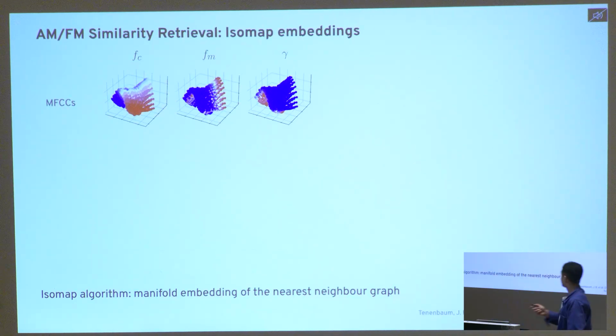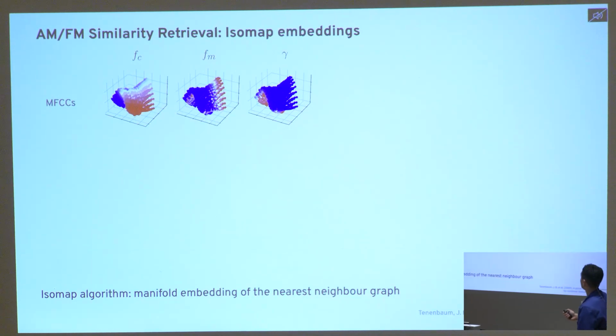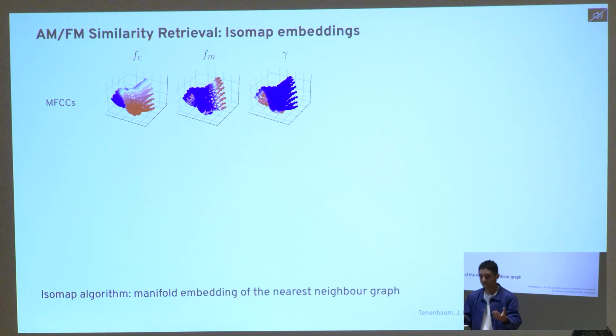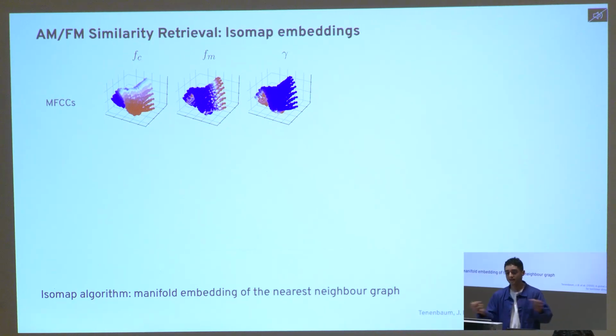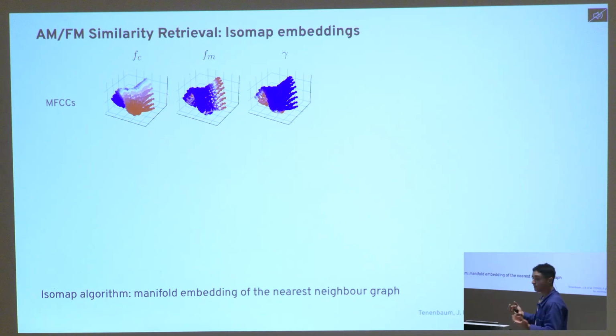So in each of these plots, the color map indicates increasing values for each of these three parameters. And we ideally like to see a three-dimensional Cartesian mesh in which each of the three principal components disentangle one of these synthesis parameters. So in MFCCs, we see that the representation is confused by amplitude modulation rates.